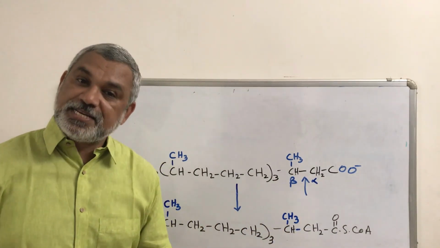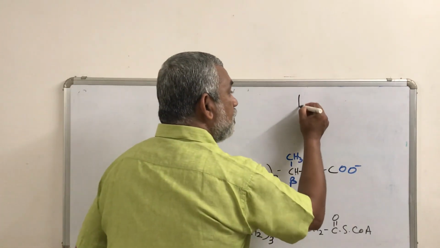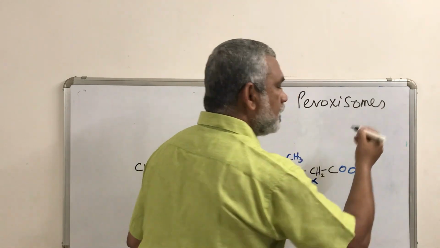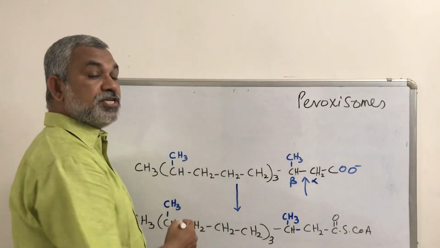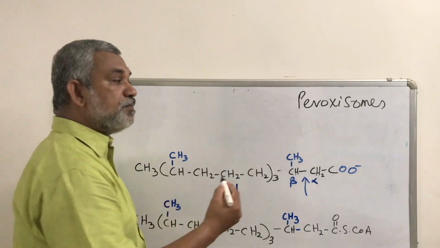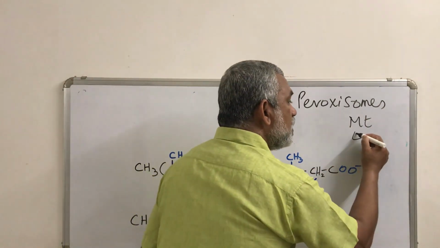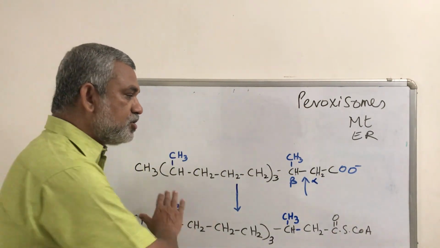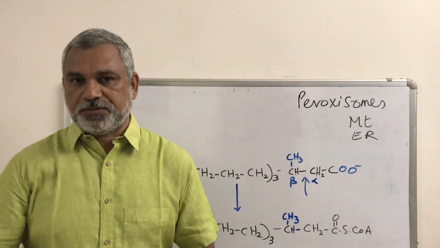Oxidation of phytanic acid will take place in locations like peroxisomes. That is the major location where alpha oxidation occurs. It has also been reported in some organisms taking place in mitochondria as well as in the endoplasmic reticulum. By and large, the major site of its oxidation is peroxisomes.